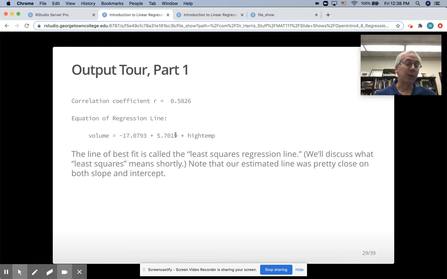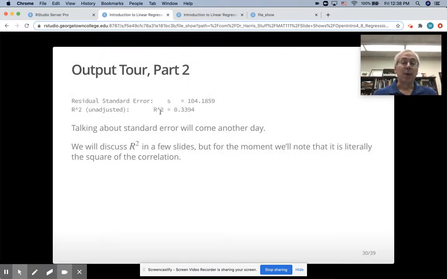We won't always do quite so well as we did with this one. But the actual line of best fit is called the regression line. And so we found the equation of the regression line here. And so our approximation did very well, better than sometimes in this particular case. And then we will talk about R squared in a few slides. Standard error will come up in the next video/slideshow.